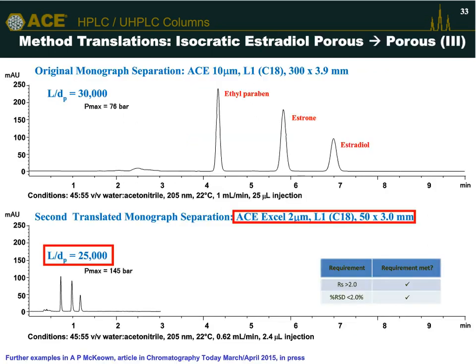And now you can see here the top chromatogram is the original separation, and the bottom chromatogram is a 50 by 3 millimeter 2 micron particle, and you can see within the table it still meets the system suitability criteria, but now the runtime is 2 or 3 minutes compared to 8 or 9 minutes originally.